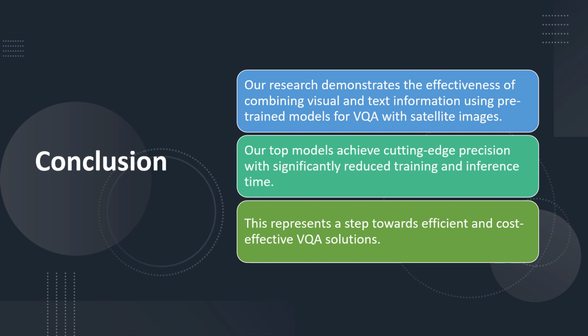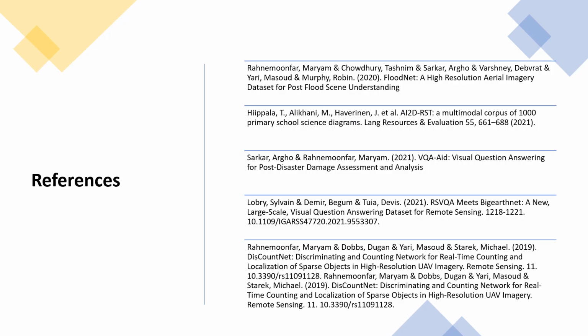So, in conclusion, our research shows that using pre-trained models to combine visual and text information for VQA with satellite images results in effective and efficient solutions. Our top model achieves high precision while reducing training and inference time. This represents a significant step towards cost-effective VQA solutions. These are some of the references we have referred to for our research.